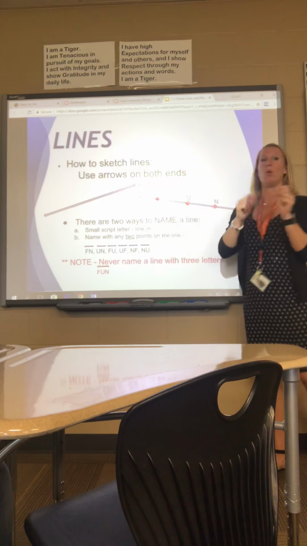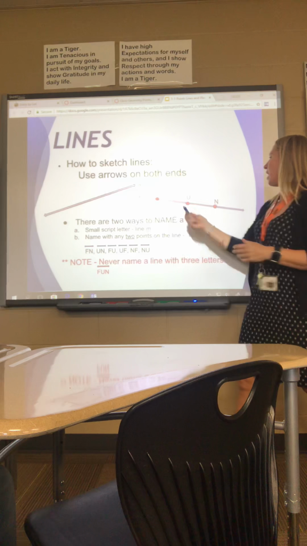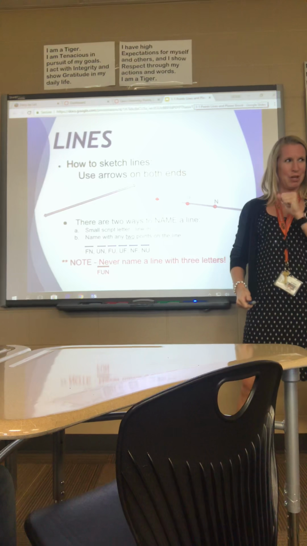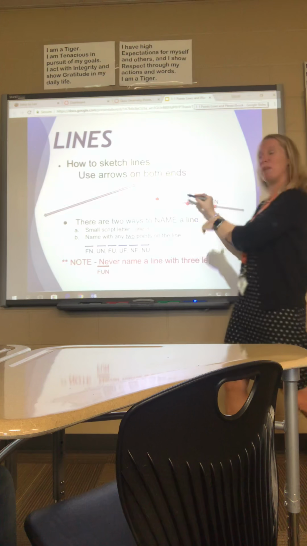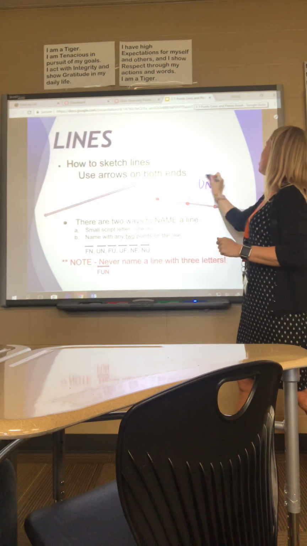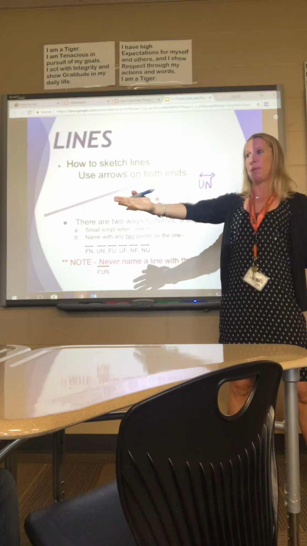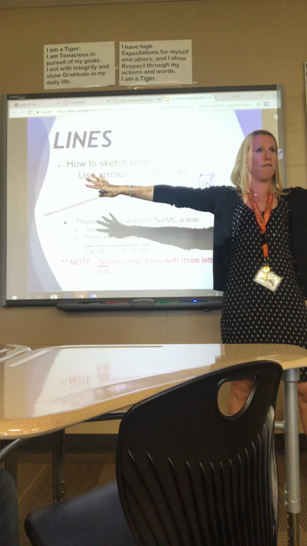No, if you pick 2 points, this is how you label it. You pick any 2 points, and say I want to pick, what do you think I'm going to pick? UN. Oh, okay. We'll pick UN. Be nice. We'll pick UN. UN, you put arrows on it, and that means it's the whole line. It's not a segment. It does not stop at U and N. It's the line that goes on forever.